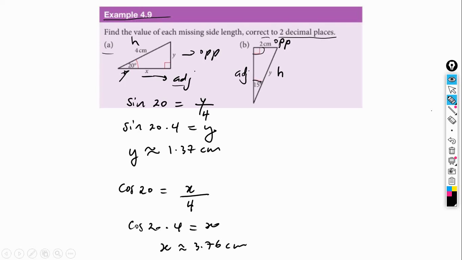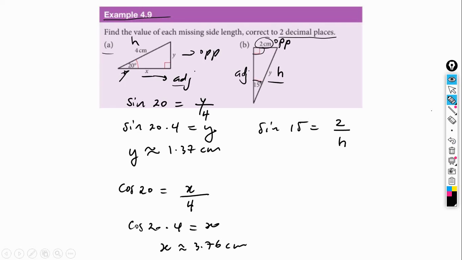And because we have the opposite, and we want to find the hypotenuse, that means that we can use sine. And we know that sine of 15 is going to be 2 divided by h, opposite over hypotenuse.